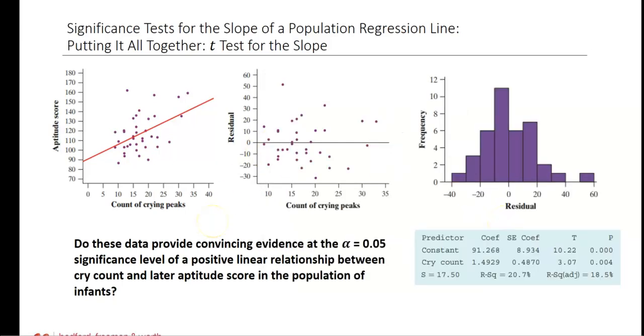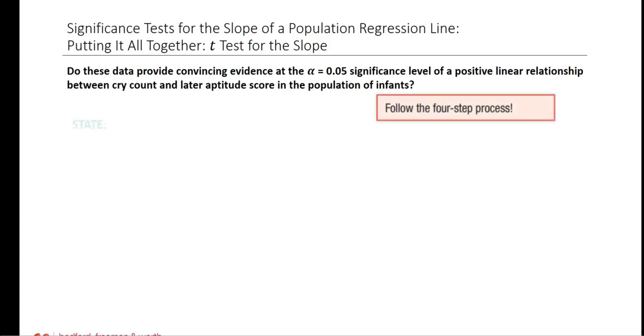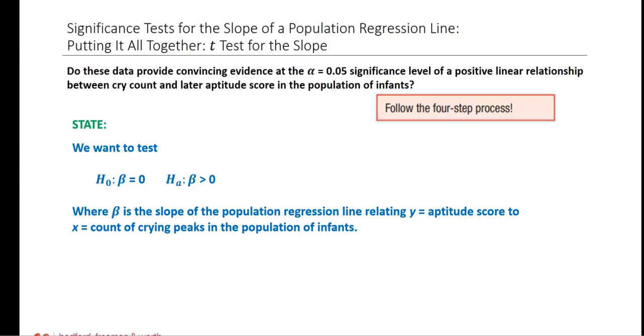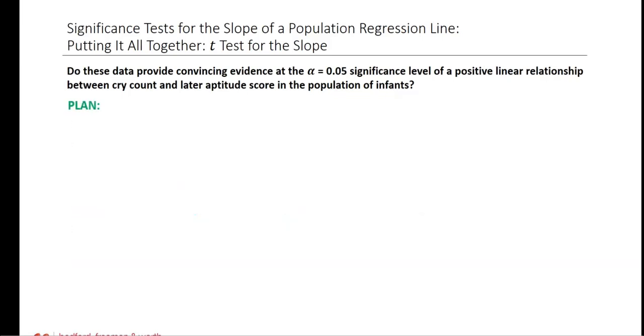Let's see what they said for this first part. So there's your null and alternate, where beta is the slope of the population regression line, where y is the aptitude, x is the crying peak in the population of infants. And don't forget to mention alpha is 0.05. So they did say it. So if they didn't say it, you'd assume that anyway. Okay, plan. So what is this? This is a t-test for slope, right? That's what this is. And you check the conditions.